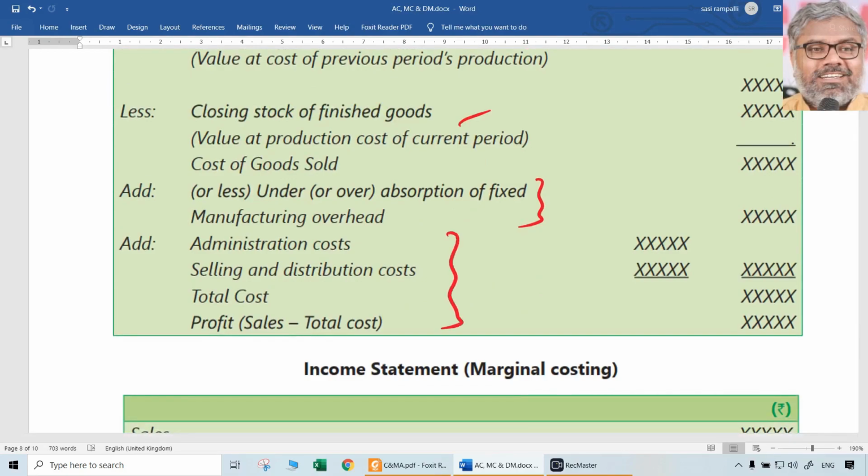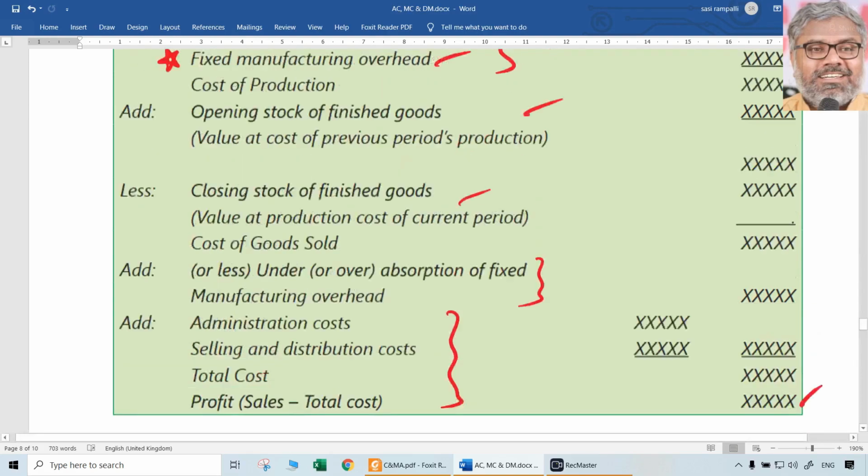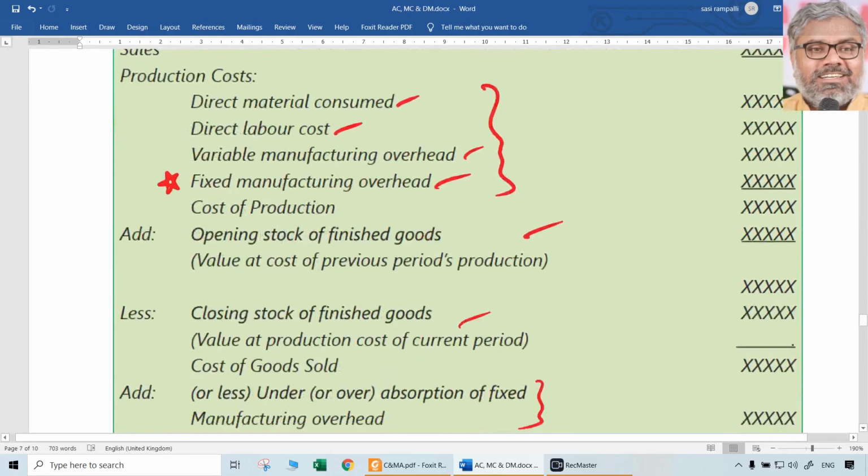Then after that we have to do the adjustment or addition for other costs like office, administration costs, selling and distribution costs. If we add, we get total cost. Deduct this total cost from sales, we get the profit. This is normal, nothing new as far as absorption costing is concerned.